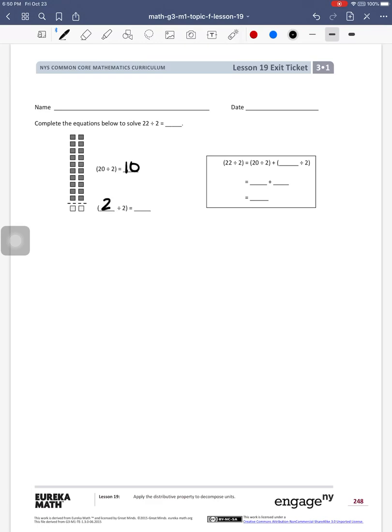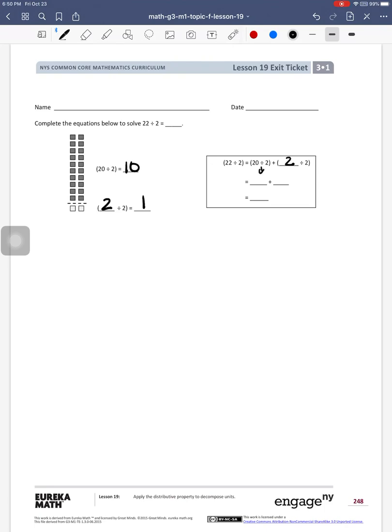Now below the dotted line, how many total squares do we have? Right, we have 2, and they're in a row of 2. So how many rows do we have? Right, 1. So 2 divided by 2 equals 1. So 22 equals 20 divided by 2 plus 2 divided by 2.